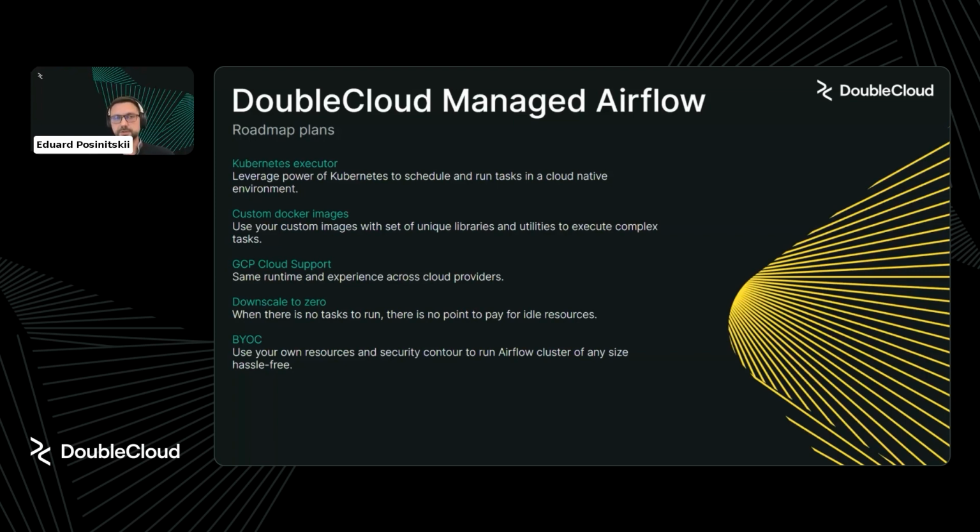What is important also is downscale to 0. Currently, we do downscale to one single worker, but in the future, we are going to allow downscaling to complete zero. So you don't waste any resources if you don't have any workload running on the Airflow.